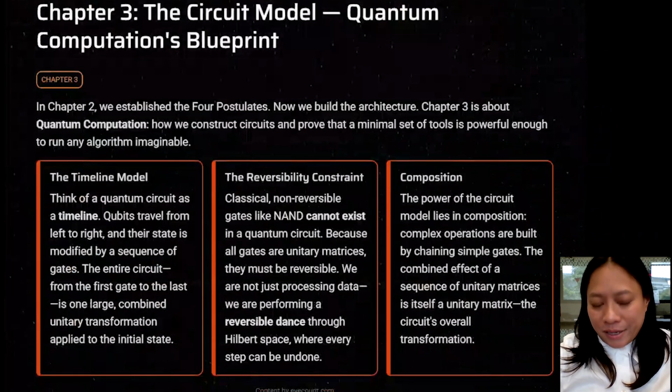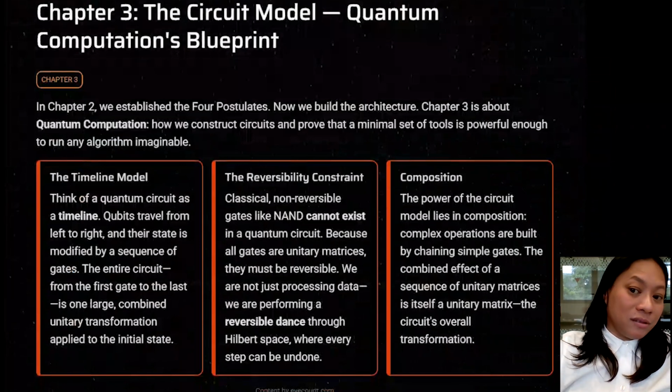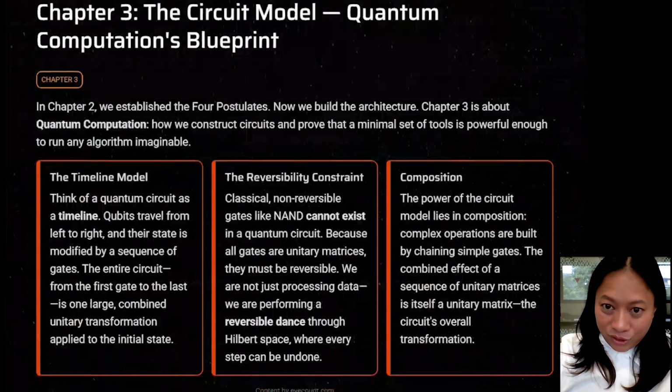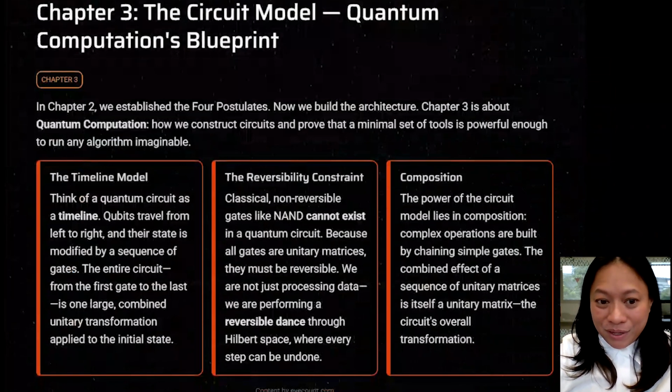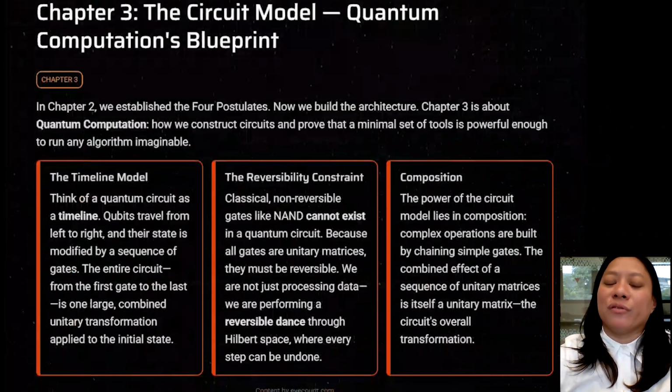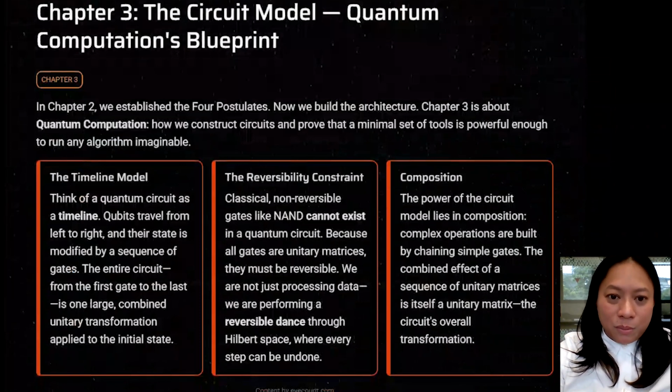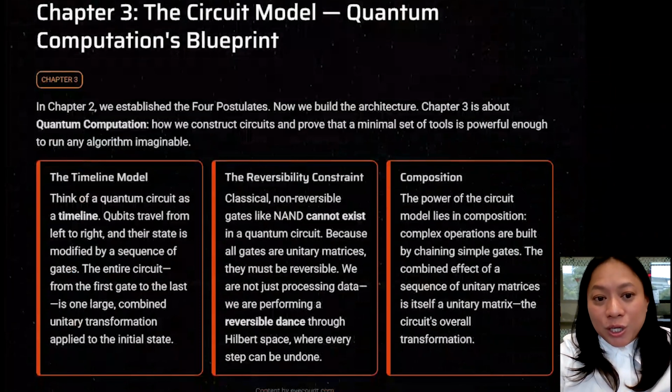Think of a circuit as a timeline. Qubits travel from left to right, and their state is modified by a sequence of gates, very well known ones like the CNOT. The critical rule is that the entire circuit, from the first gate to the last, is just one large combined unitary transformation. But we have a constraint. Classical non-reversible gates like NAND cannot exist here. Because your gates are unitary matrices, they must be reversible. So we can't just start processing data. We need to actually perform a reversible dance or exchange.